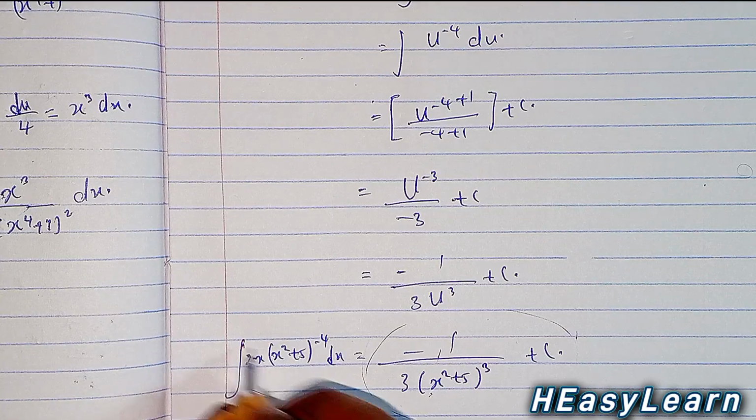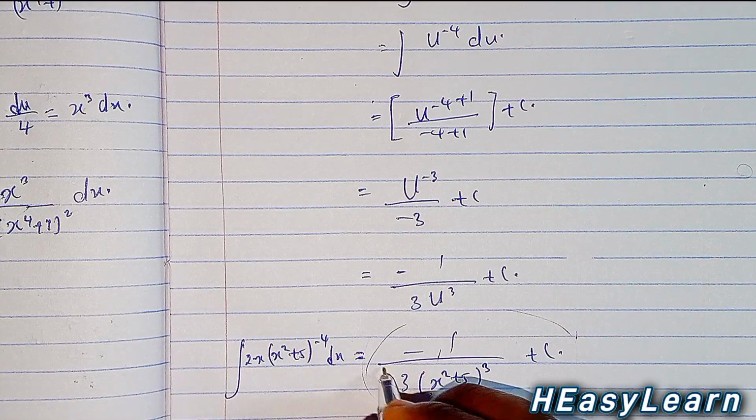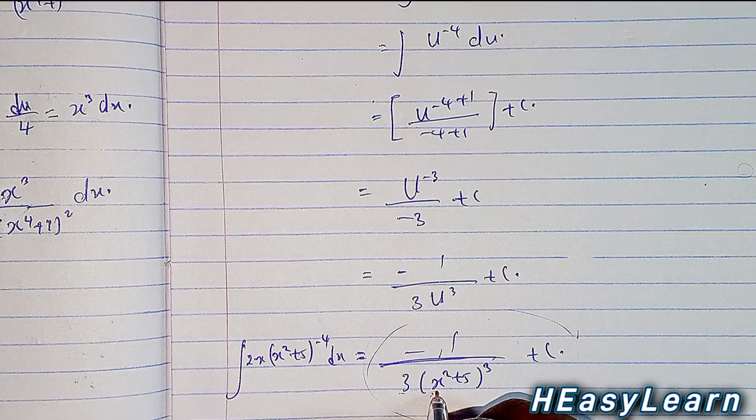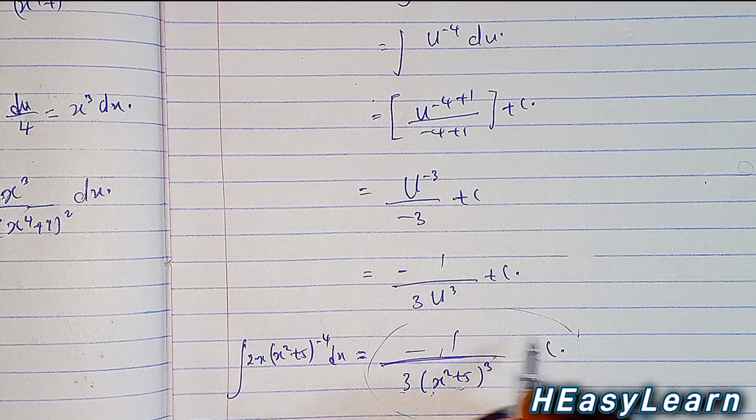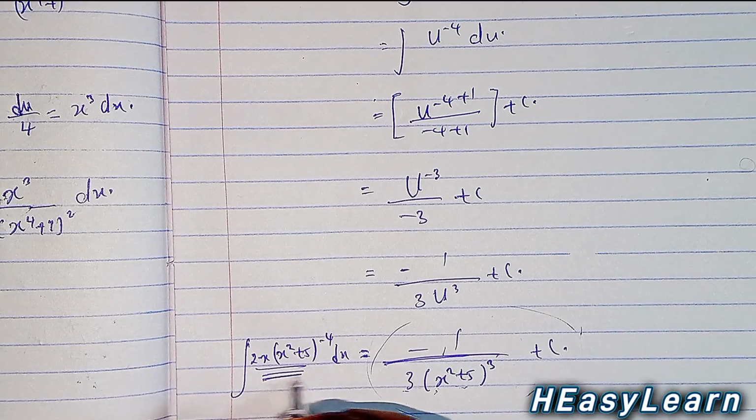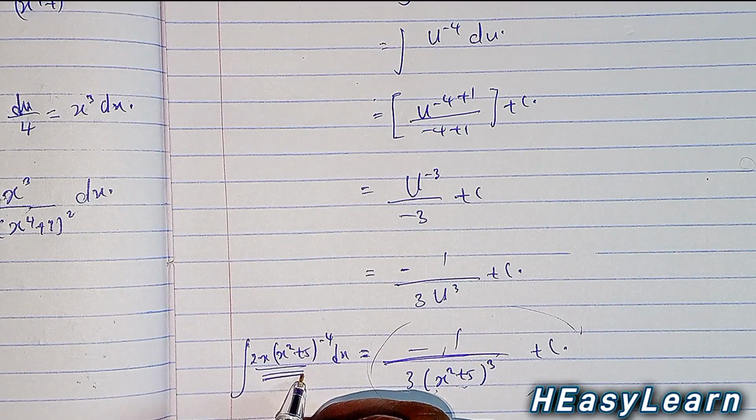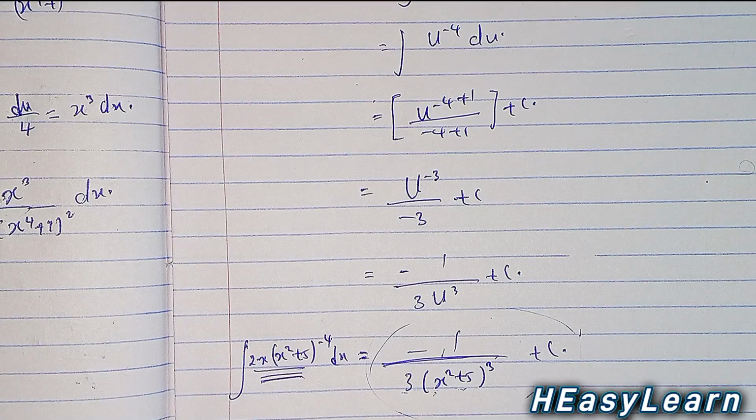So the integral of this function is equal to minus 1 divided by 3 multiplied by (x squared plus 5) all to the power of 3, plus c. If you find the derivative of this function, it's going to give 2x times (x squared plus 5) to the power of minus 4.